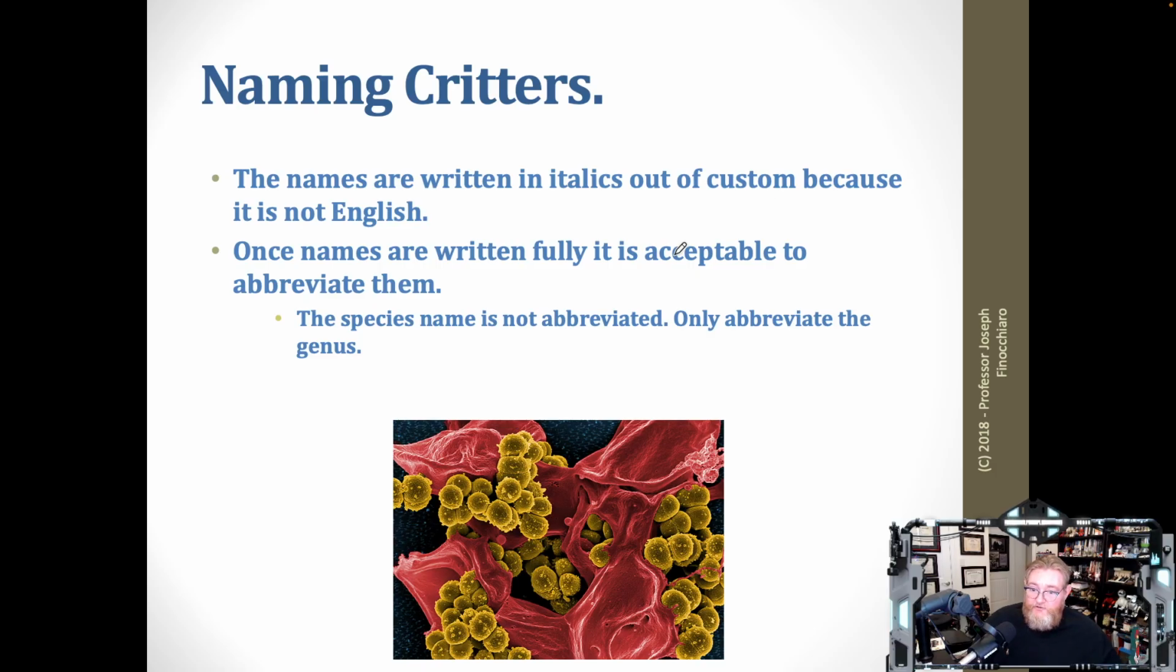Once names are written fully, is it acceptable to abbreviate them? The species name is not abbreviated, only abbreviate the genus. And the reason for this is reference, okay? Because if you have an S, you don't know if that means Streptococcus, Streptobacillus. You have no idea. So you have to say it once in order for people to know what you're talking about. Then after that, you don't have to type the word out again and again, because it's annoying.